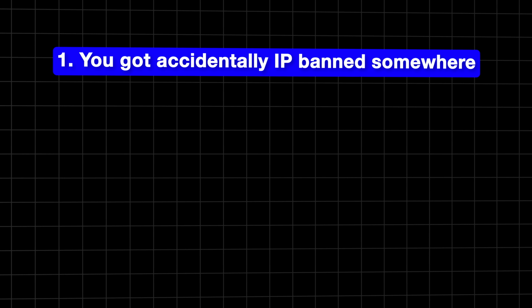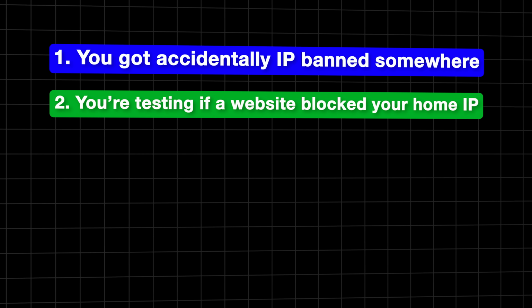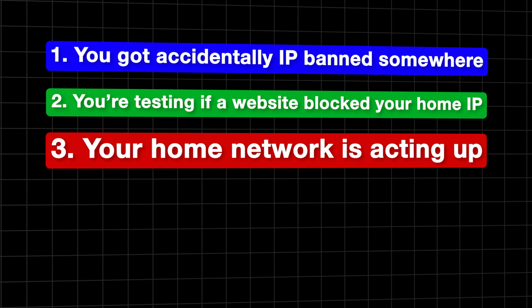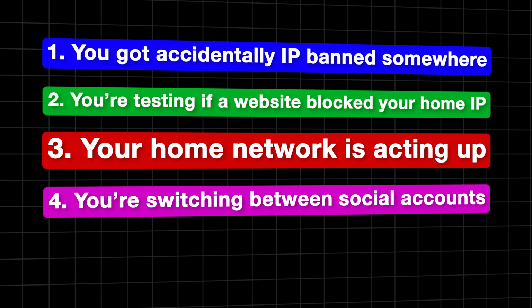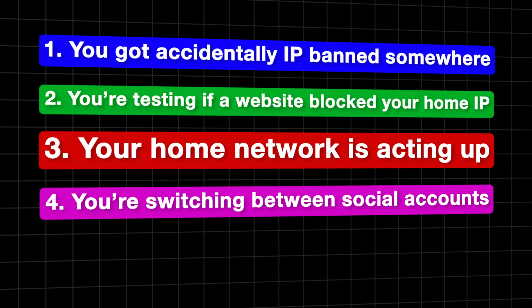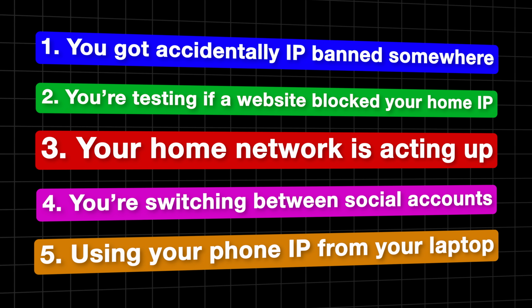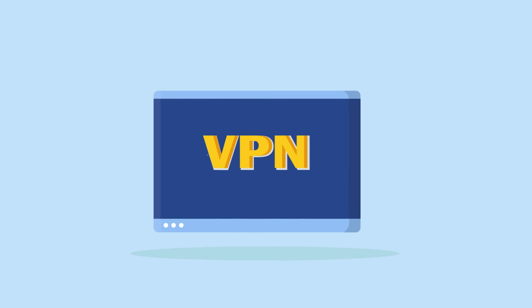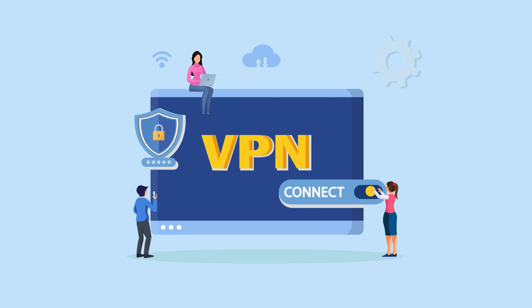This trick will be useful when you got accidentally IP banned somewhere, you're testing if a website blocked your home IP, your home network is acting up, you're switching between social accounts, and it's also handy for using your phone IP from your laptop. Now, this is not useful when you need real privacy. For better privacy, you will still want at least a VPN. Stay with me for more real solutions. But for a quick, free IP swap, this is unbeatable.